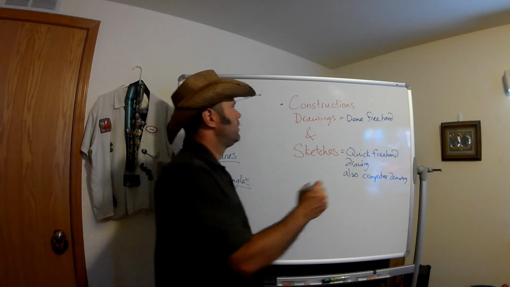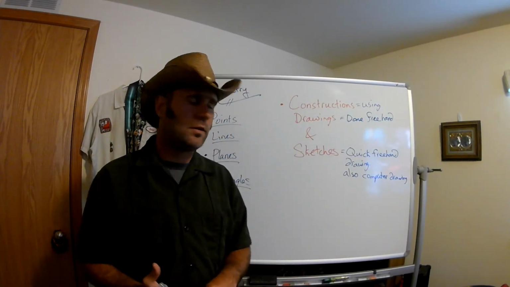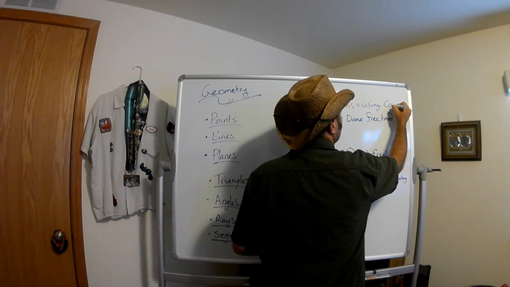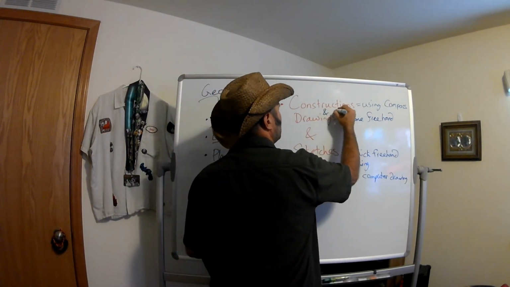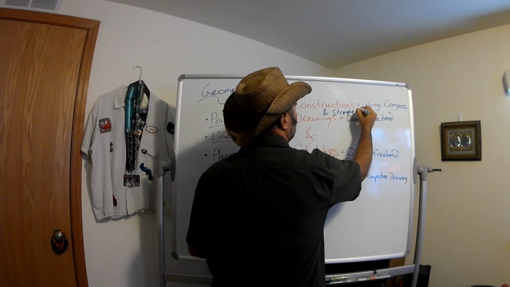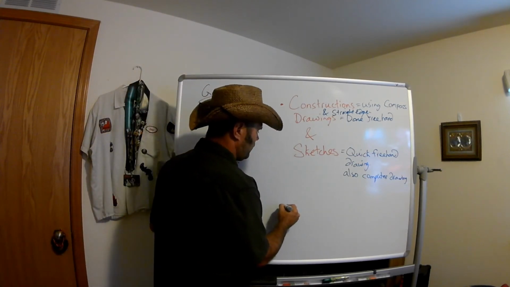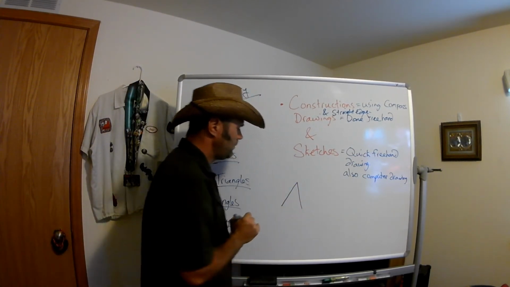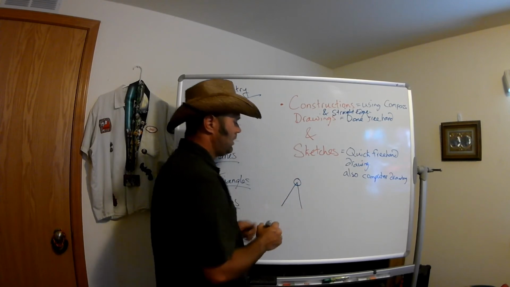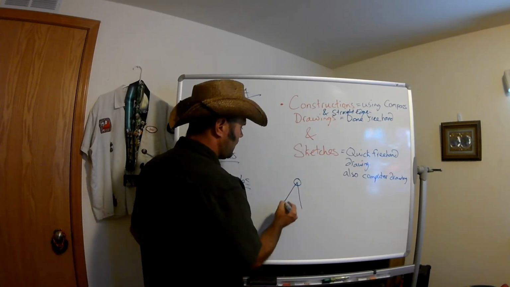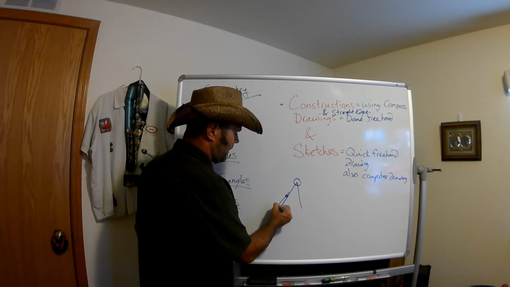So constructions, we are using a compass and a straight edge. So what is a compass? Well, you've probably seen them. They're usually V-shaped, and they open. They have a swivel piece here that allows you to open and close them. Here is an attachment piece here for you to insert your pencil.